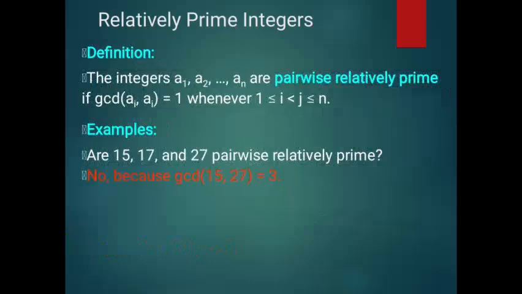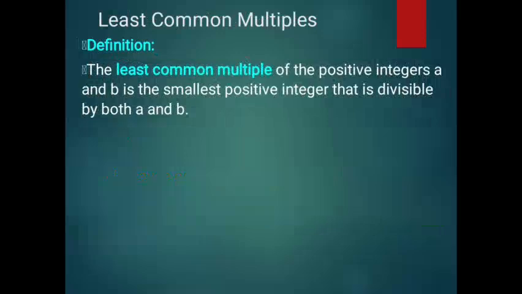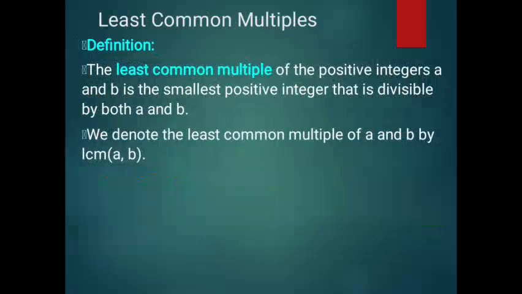Next, pairwise relatively prime. When the GCD of ai comma aj equals 1, that is called pairwise relatively prime. Next, least common multiple. The least common multiple of the positive integers a and b is the smallest positive integer that is divisible by both a and b. We denote it by LCM of a comma b. For example, LCM of 3 comma 7 equals 21.